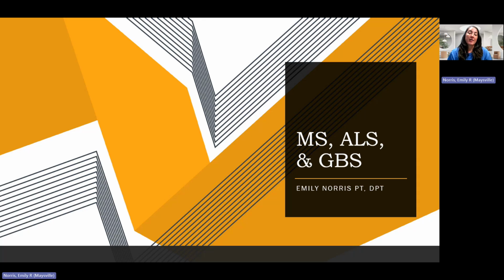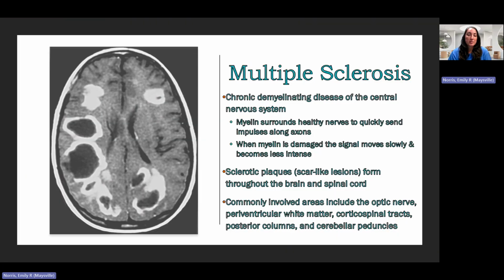Today we will talk about other neurological disorders such as MS, ALS, Guillain-Barre, and several more. So we'll start with MS, multiple sclerosis. This is a chronic demyelinating disease of the central nervous system.